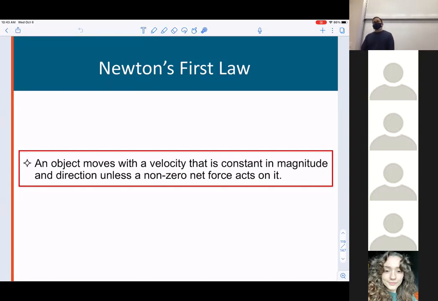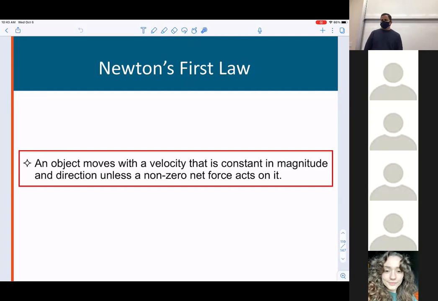So in other words, if the net force on an object, you add up all the forces acting on it, if that net force is zero, then that object will have constant velocity. It might just be sitting there, in which case it has zero velocity, which is constant. Again, it's constant zero velocity. Or it will move with a constant velocity in a straight line forever and ever.